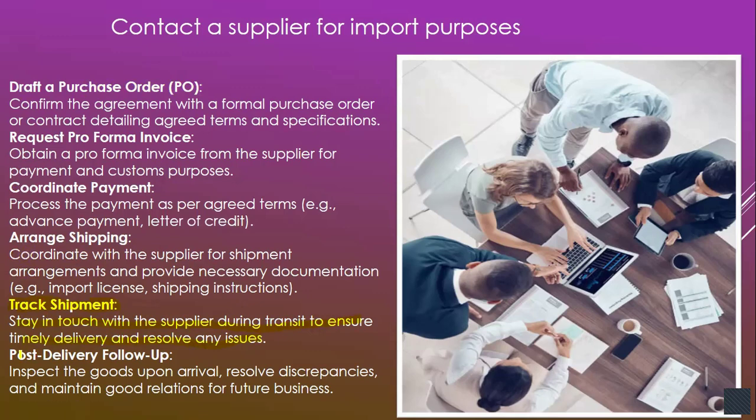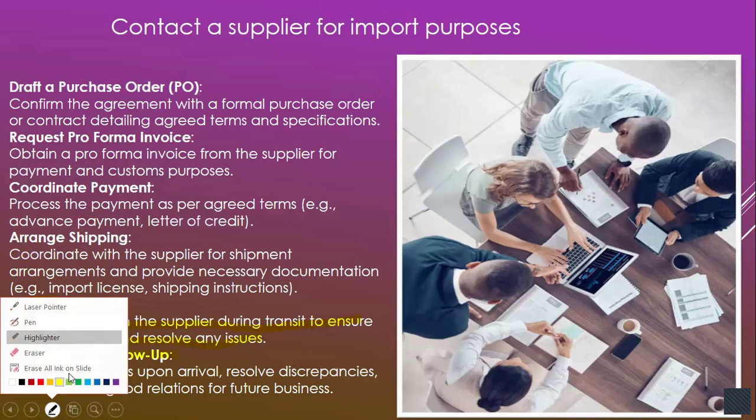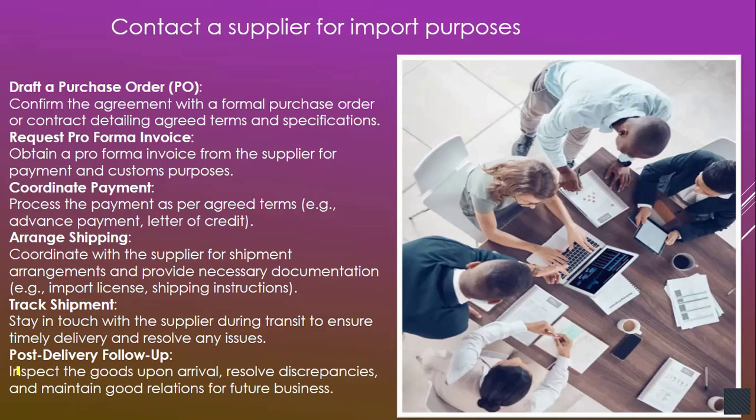After this, the post-delivery follow-up. After goods are received at the factory, you need to inspect whether the goods are as per requirement or not. If there is any fault, you can intimate the supplier. Then resolve discrepancies. If any mistake is found, you need to contact the supplier, and send details if there is any short shipment or damage. After that, managing a good relationship with the supplier is very good for future business.